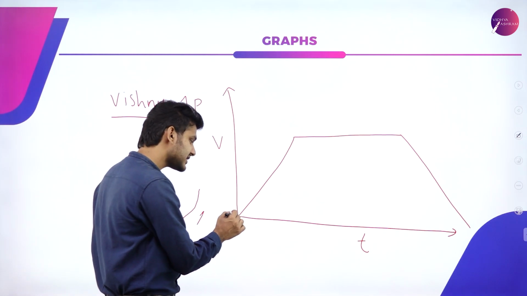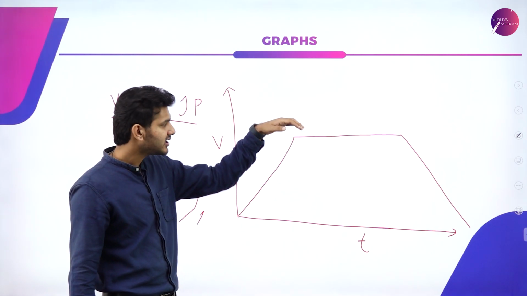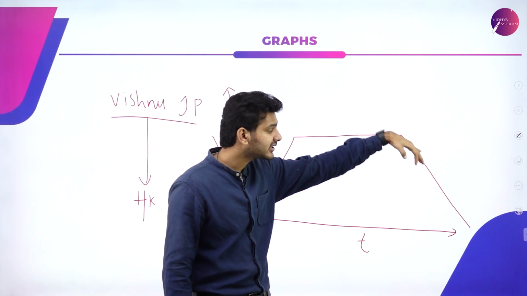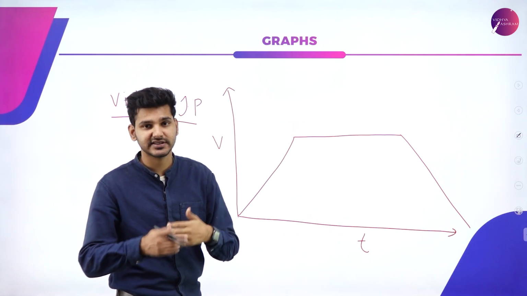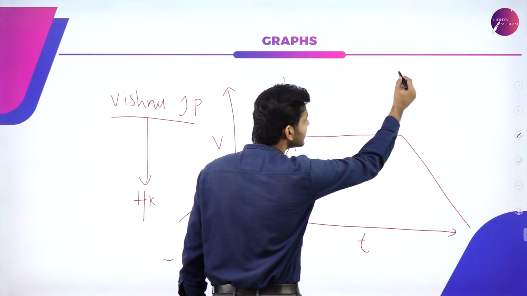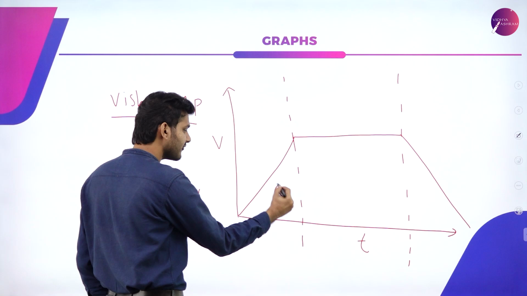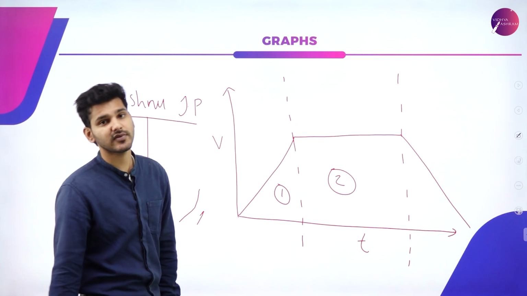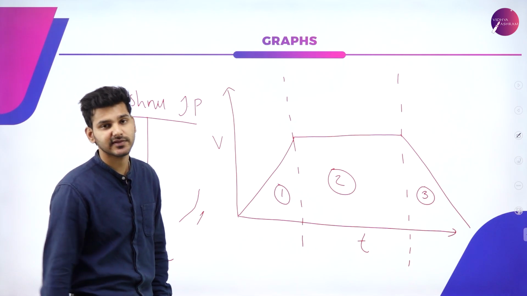So here it is an increase, which means the slope is positive. Here there is no slope because there is no change in the y-axis, and here the slope is negative. Why? Because it is decreasing. So essentially you can divide this graph into three regions. Region 1 where he is increasing his velocity, region 2 where he has constant velocity, and region 3 where he is trying to brake, that is, he is decreasing his velocity.